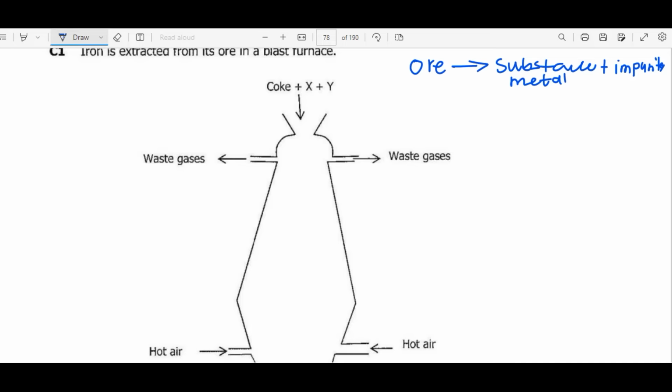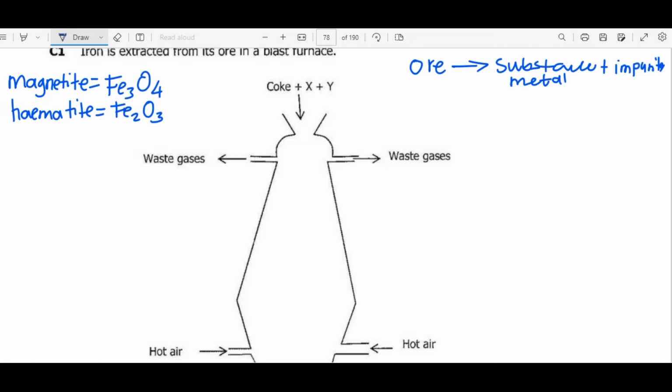Like if we look at iron, it has two most common ores. The first one we have is magnetite. Now magnetite is rare. It has the chemical formula Fe3O4. Then the other one is hematite. So hematite has the chemical formula Fe2O3.